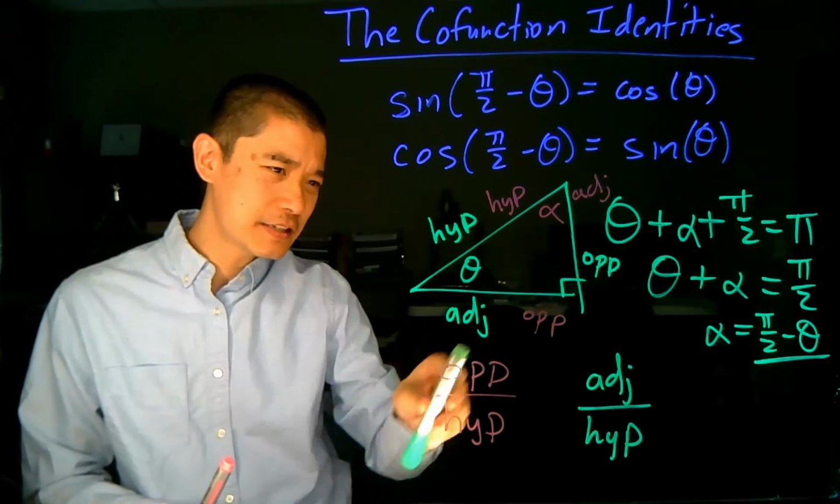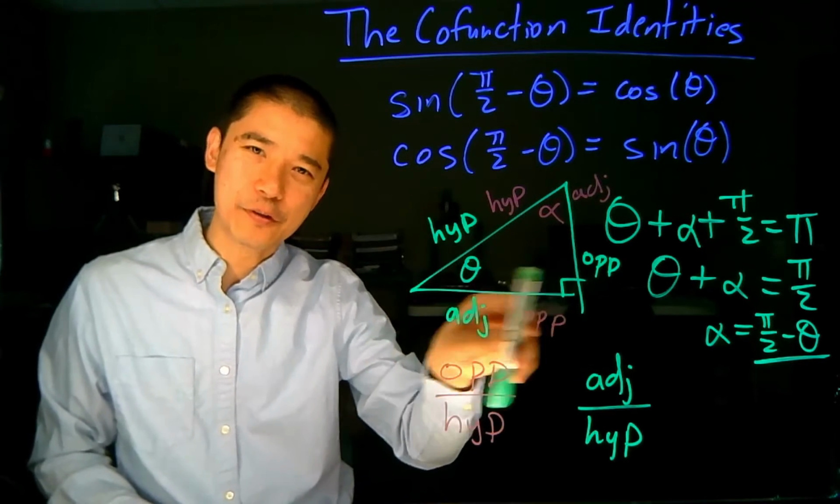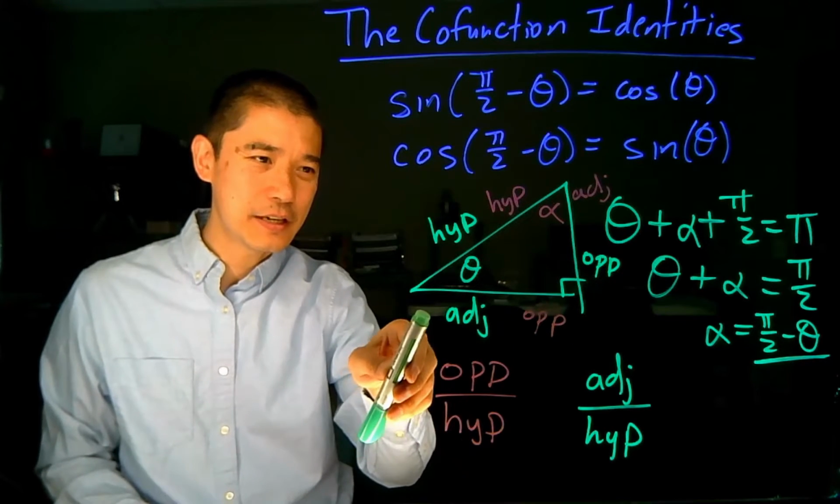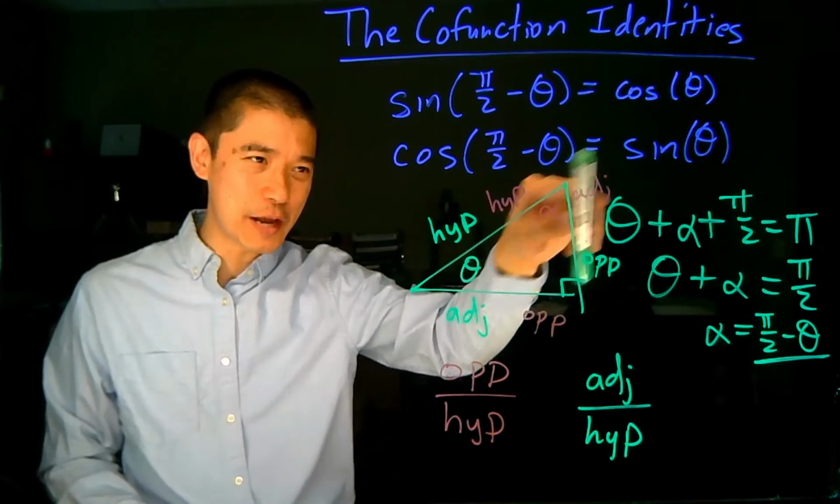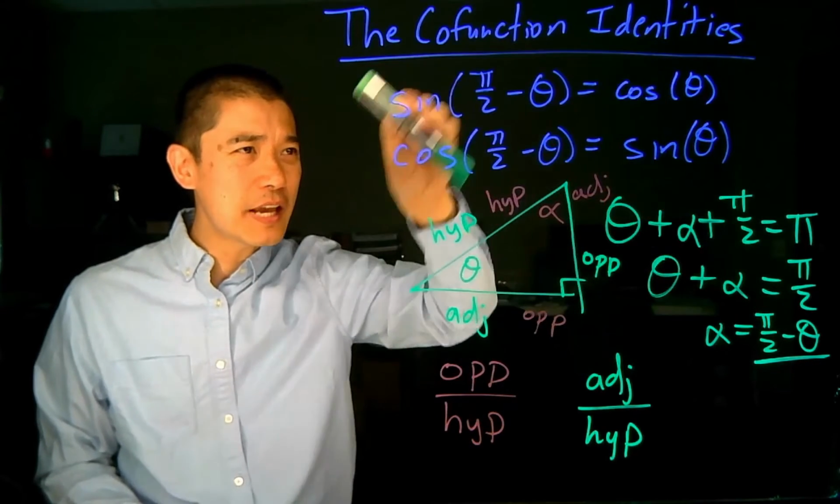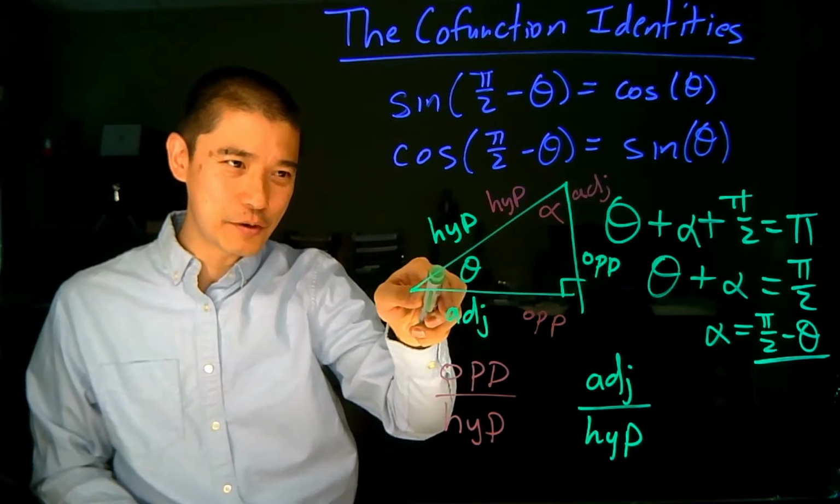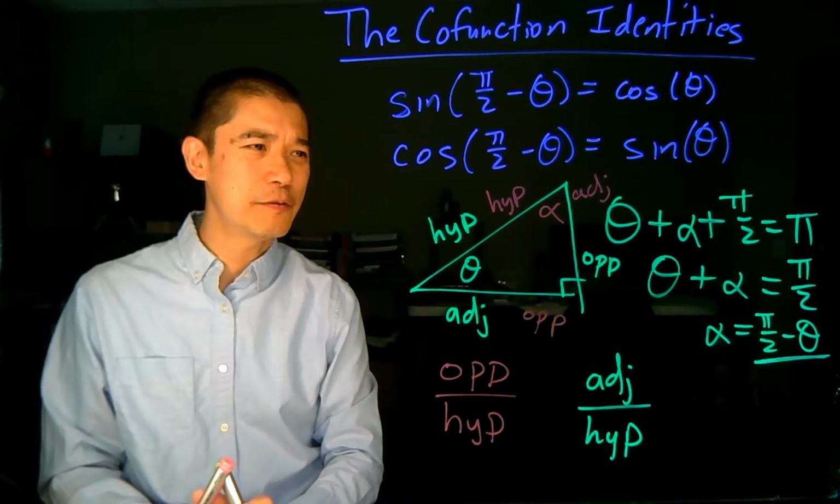And what we can see is that even though the names are different, the thing that they refer to, the actual part of the triangle that they refer to, is the same. The red opposite and the green adjacent are the same side. They have the same length, and the hypotenuse is always the hypotenuse. And so what this is saying here is that the sine of the other angle in the right triangle is the cosine of this angle. So there's this sort of interchange between the two functions.